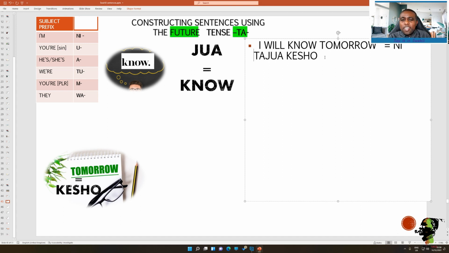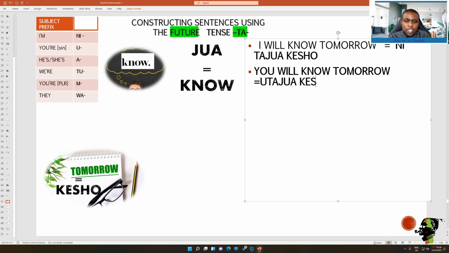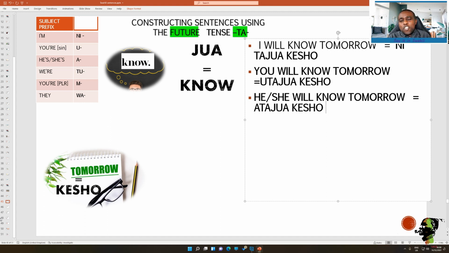I like that. Let's do a second sentence together, which will be, you will know tomorrow. Are you ready to construct that for me? You will know tomorrow. Go for it. Mwanafunzi mzuri, good student. Utajua. There you go. Utajua kesho. What about he or she will know tomorrow? Waiting for you. Atajua kesho. He or she will know tomorrow.